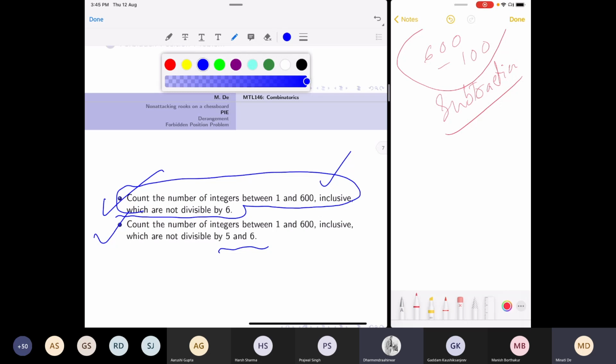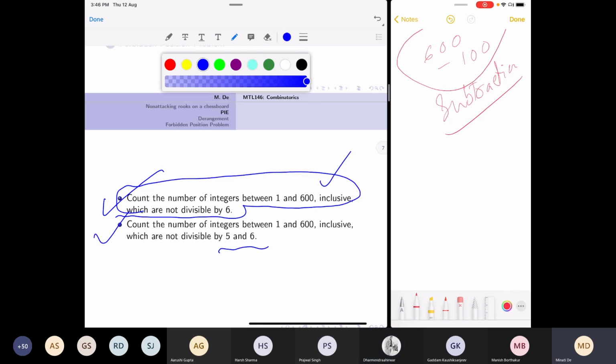We are talking about, I am interested to know those numbers which are not divisible by 5. If some number is divisible by 5, I will not count it. If it is divisible by 6, I will also not count it. If they are divisible by both, then also I will not consider. Dharmendra, please go ahead. We will subtract the numbers that are divisible by 30. That's the only thing.